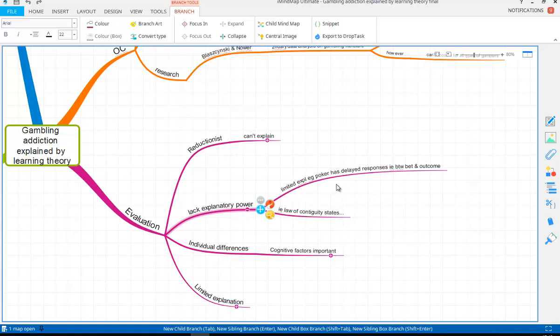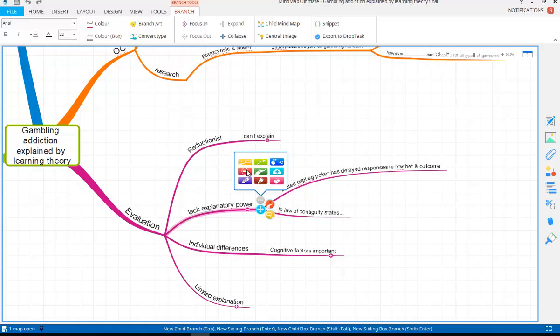For example, let's say something like poker has delayed responses between the bet and the outcome. So how can this learning by association and this reinforcement explain that fully? It doesn't really explain that fully.